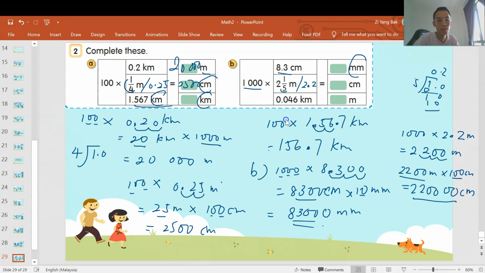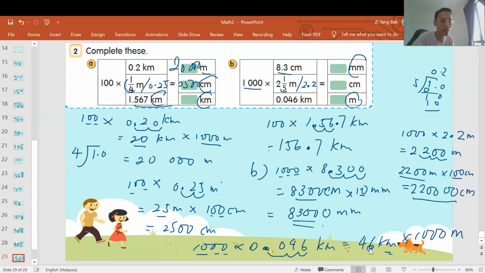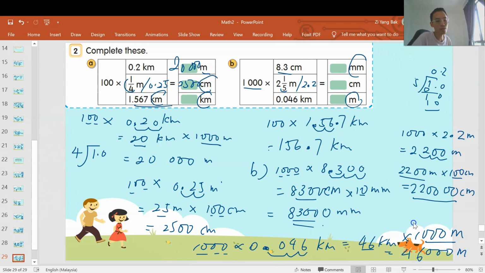The last one, 0.046 km times 1,000. So 3 zeros move to the right 3 times. 1 and 2 and 3 is 46 km. Change to meter, you times 1,000 meter. 46 in front, 3 zeros behind, you get 46,000 meters.